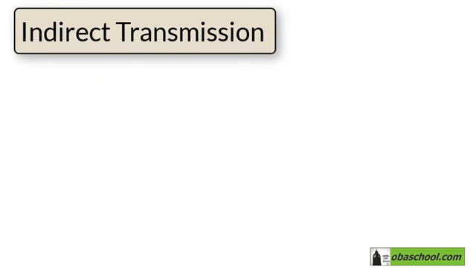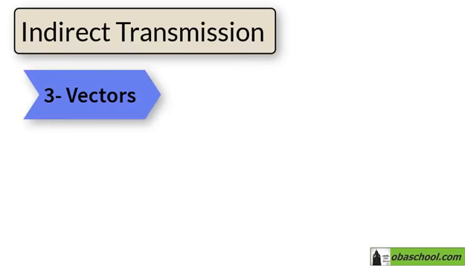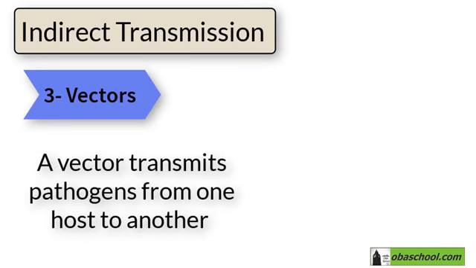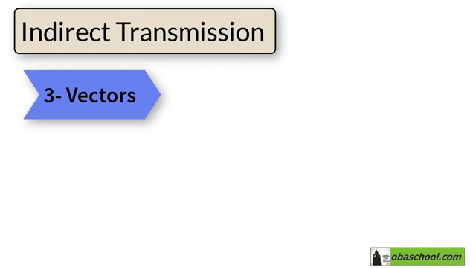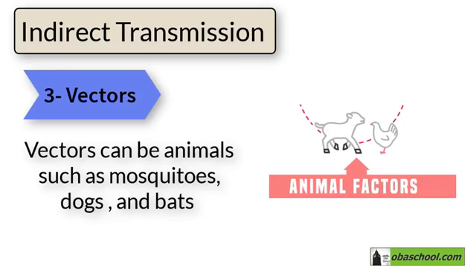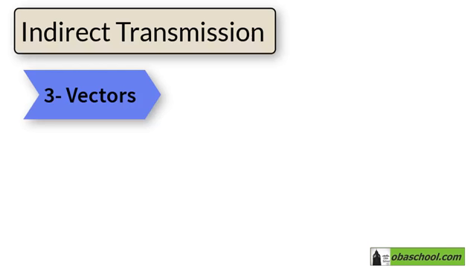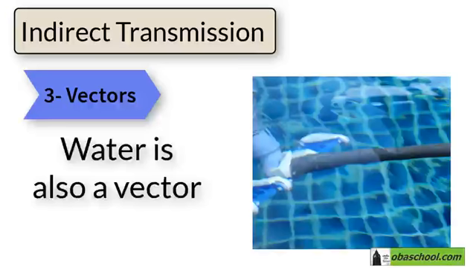Finally, pathogens can also be transmitted indirectly by vectors. A vector transmits communicable pathogens from one host to another. Vectors include animals such as mosquitoes, dogs, and bats. Moreover, vectors are not necessarily animals, because water also can transmit diseases.